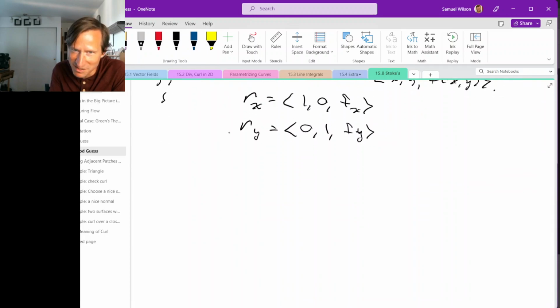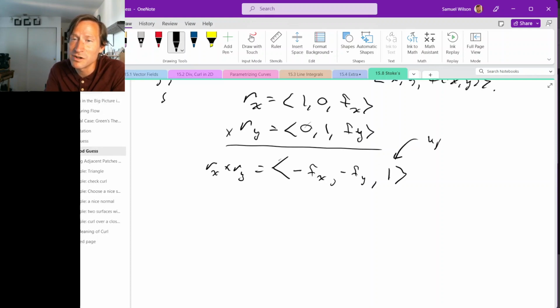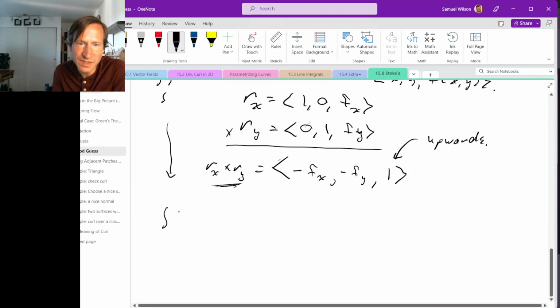And when we take the cross product of these, we're going to get r sub x cross r sub y, which is minus f sub x, comma, minus f sub y, and then for our z coordinate we get just 1. And notice that this is pointing upwards because the z coordinate is positive, and that is the orientation that we wanted, right? So this is the cross product that we want. It is pointing upwards.